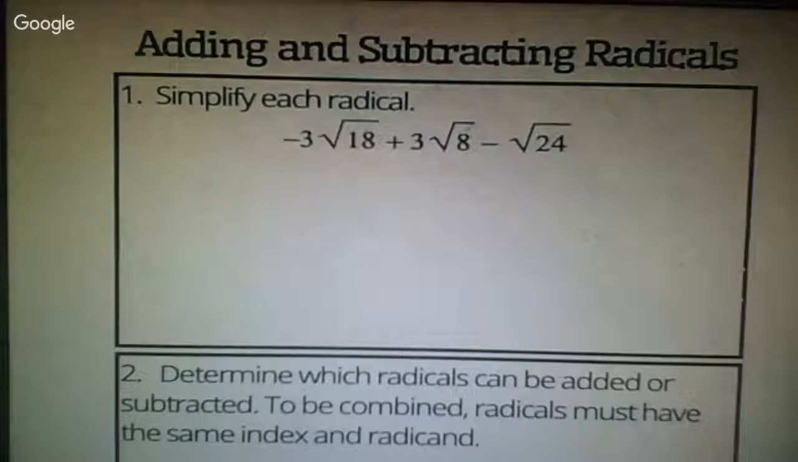If they were two different things like 4 square roots of 2 plus 3 square roots of 3, that cannot be done. It's already done for you. Okay? You cannot combine anymore because they don't have the same radical and radicand. So we're trying to get like terms here.